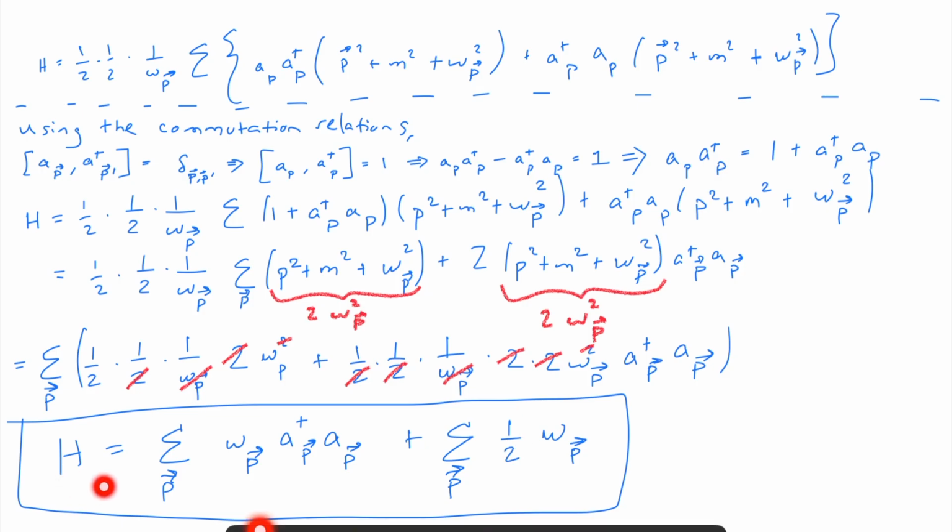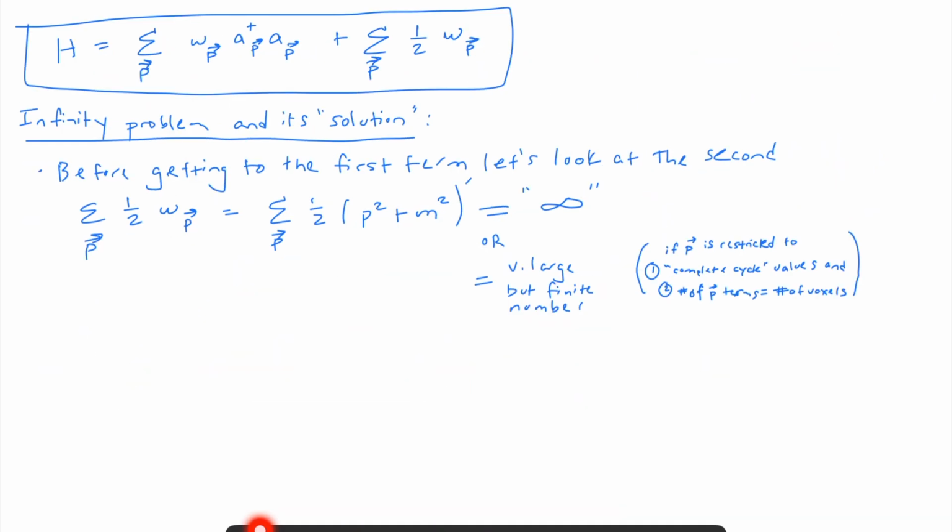The Hamiltonian is equal to the sum over p of omega p, a dagger p, a p, plus the sum over p of 1/2 omega p. We're going to analyze this a lot more in the next lecture, but there are a couple of things I want to go over right now. We'll find what the point of all this was.